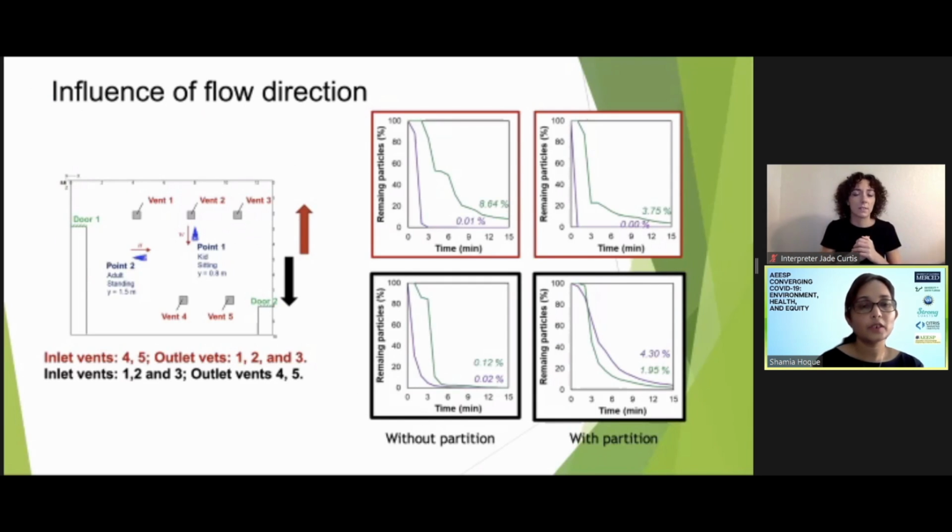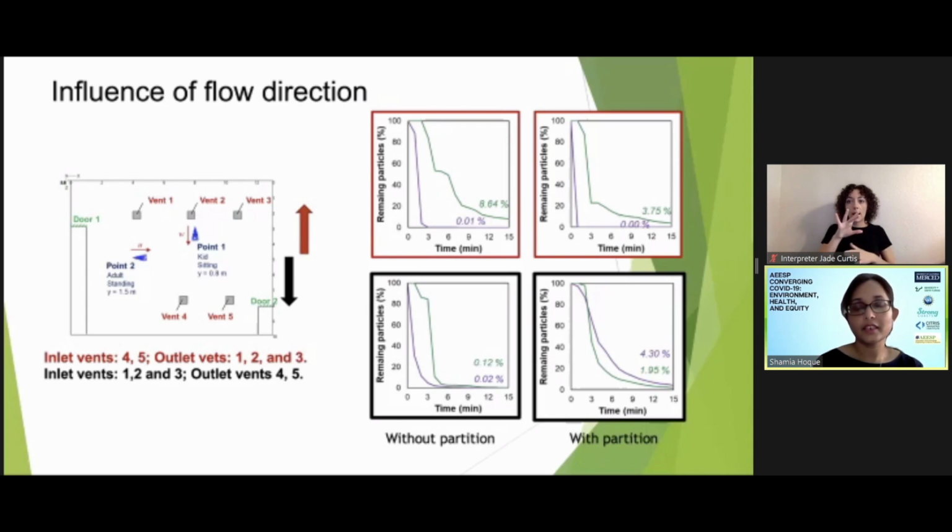So we assessed what would happen if airflow and sneeze direction were altered. The red arrow indicates that the airflow in the room is in the opposite direction to the sneeze. The black arrow indicates that the sneeze is in the direction of the airflow. If you look at the two plots at the top, which have red bordered margins, where the sneeze flows in the opposite direction to the airflow, incorporating a partition reduces the time of exposure, the total number of particles inside the room, from around 8% to 3%.